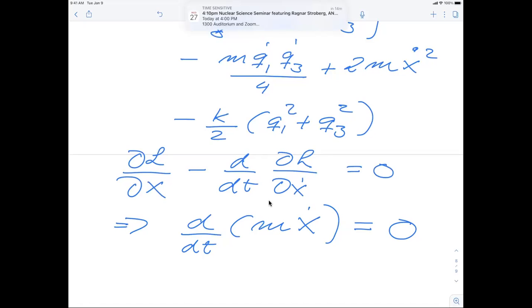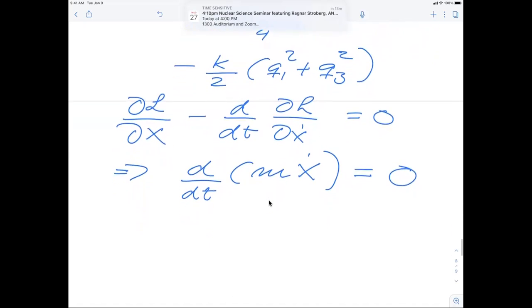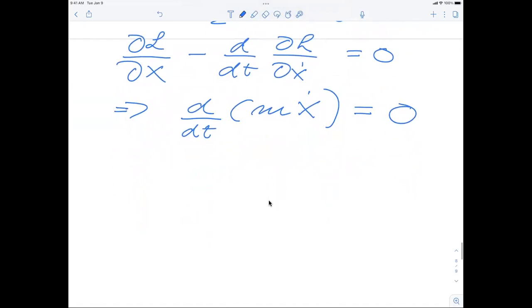So for the x variable, we have a very simple differential equation. And we know that when we integrate up, it says that linear momentum is actually a conserved quantity. So this is actually pretty nice.